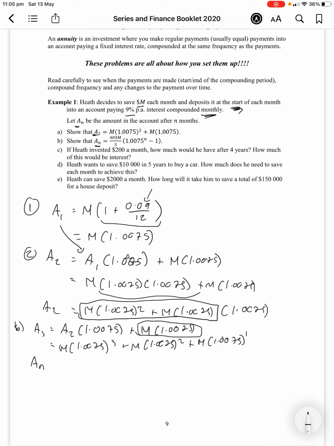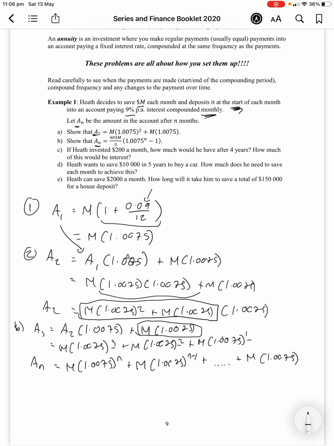You can see the pattern that this is making, and this is a pattern that will be available for A_N, where I'm talking about N deposits. Heath can deposit as many payments M as he wants, but that value N is going to follow the same pattern. It's going to be M(1.0075) to the N plus M(1.0075) to the N minus 1. You can see the pattern that's happening here. Plus, and it's going to go down until we get to the most recent payment, which is again gaining interest.